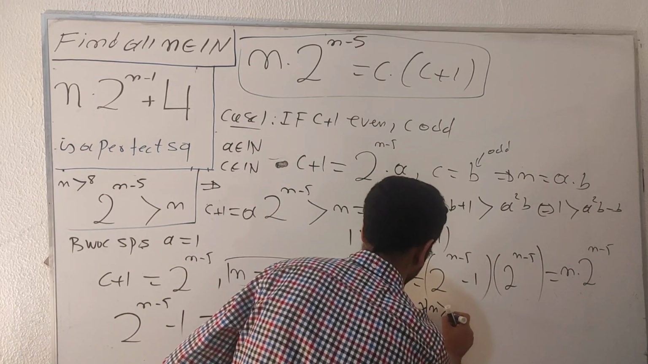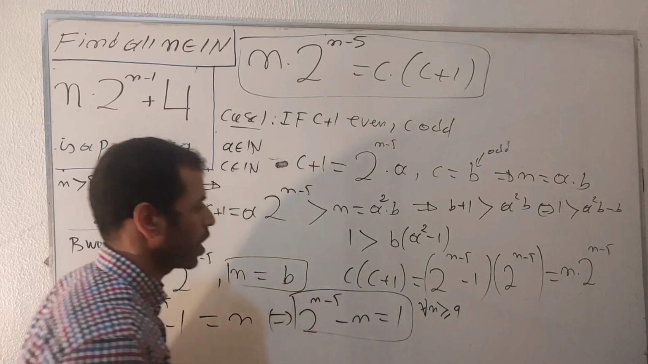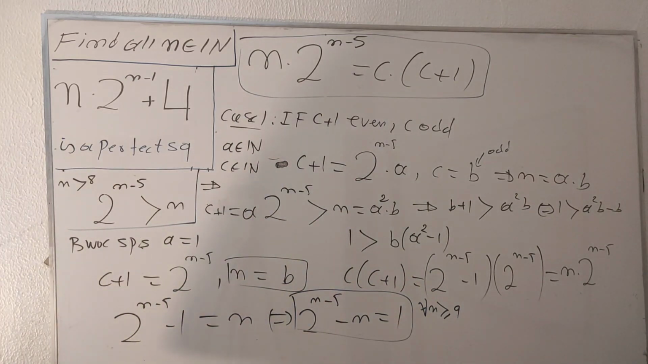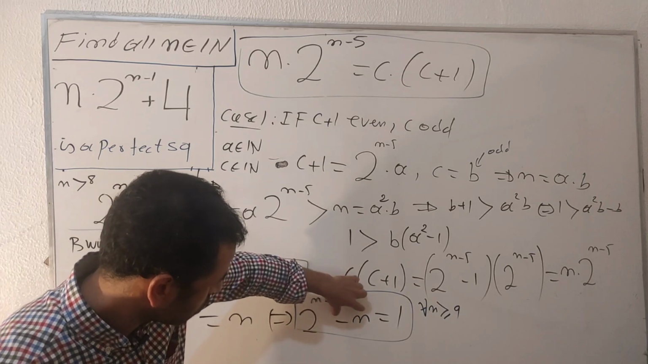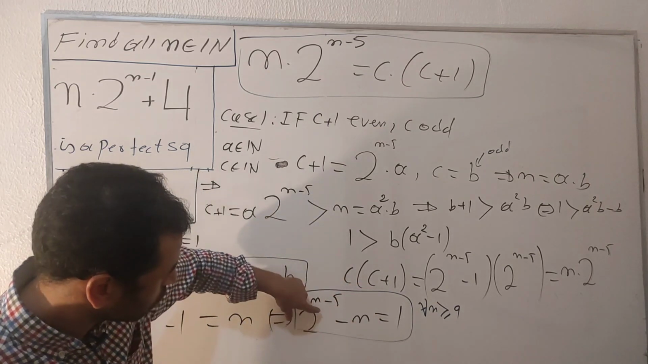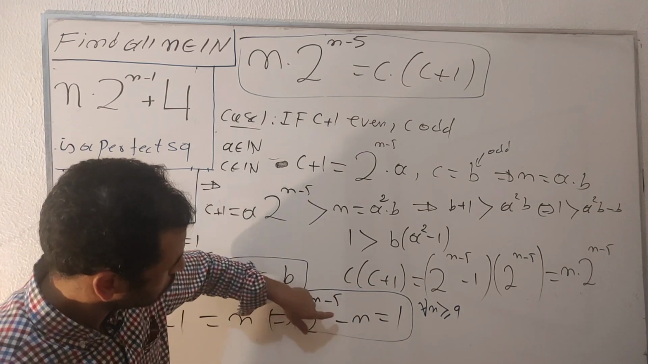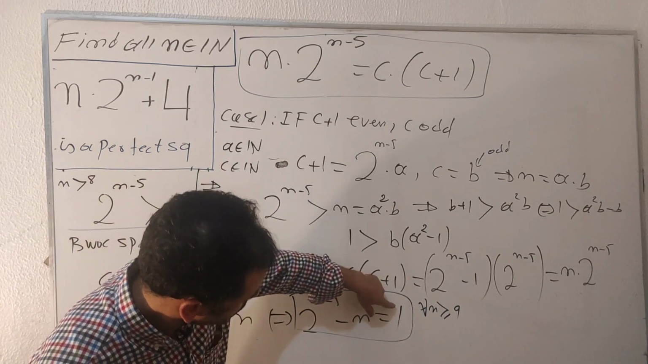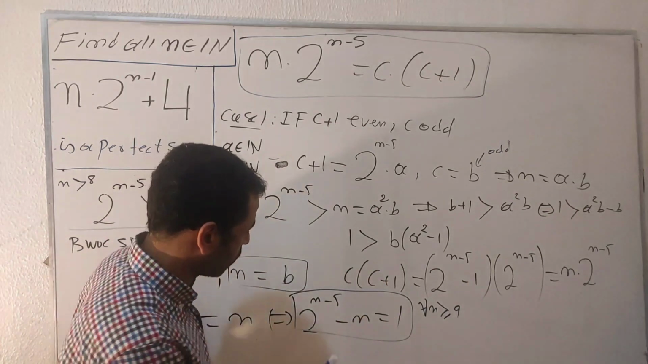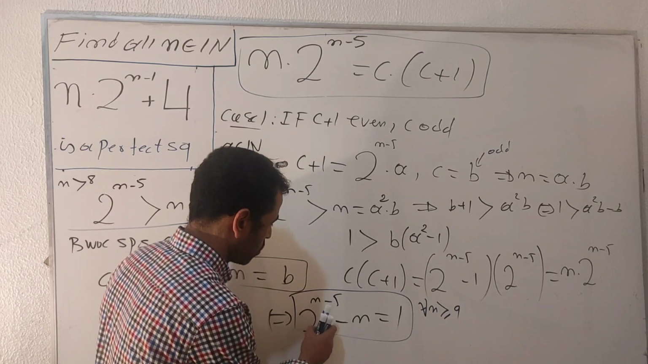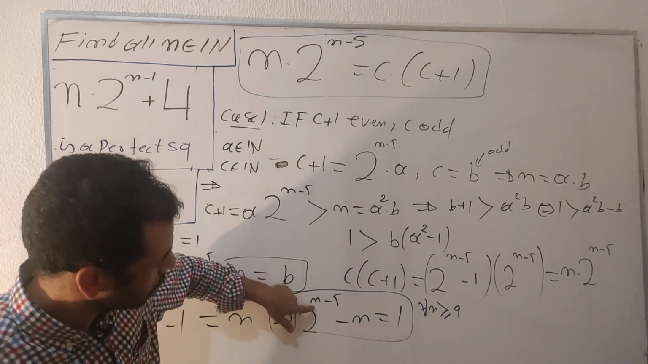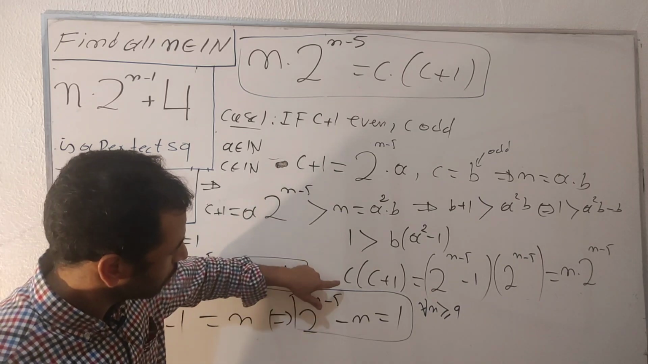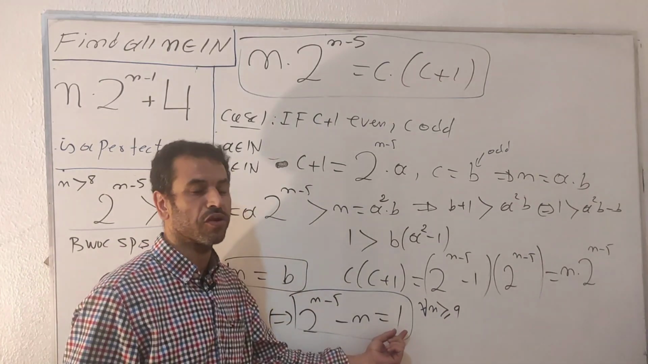This is for all n superior or equal to 9, or n strictly superior than 8. Which means the difference of these two terms equals 1, which means this one is bigger than this one by the number 1 only. Which is impossible, because as n is growing, this difference becomes a huge difference.